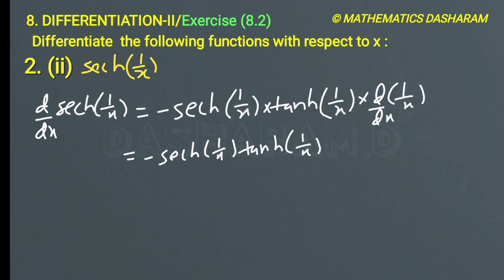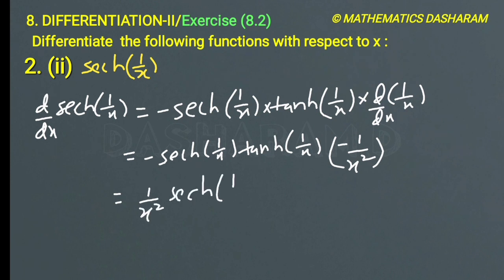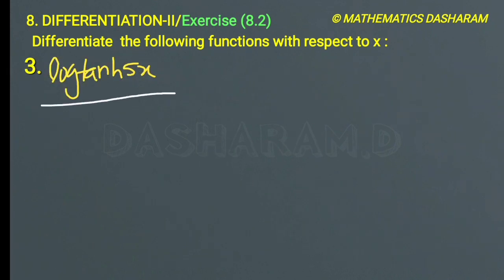So the derivative of 1 by x is minus 1 by x square. Then it is equal to, here minus into minus is plus, so 1 by x square into sech of 1 by x into tanh of 1 by x is our required answer.